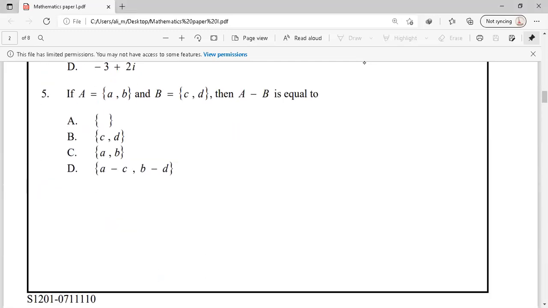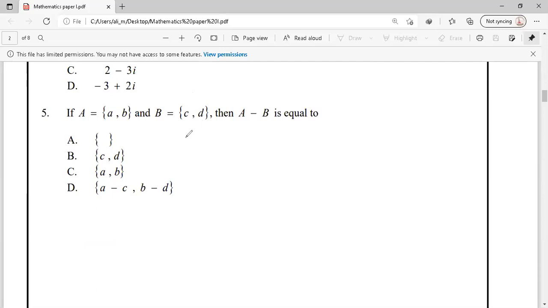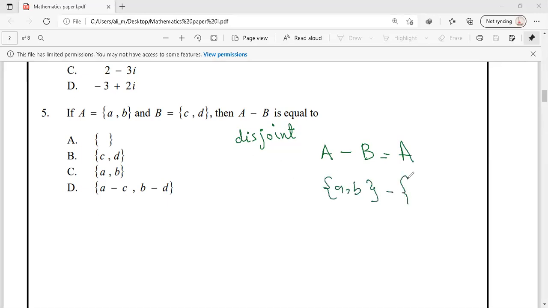Then we have question number 5, in which we have two sets, set A and set B, and we have to simply subtract these two sets. As we can see, sets A and B are actually disjoint sets, and if these two sets are disjoint, this means that their difference would be equal to A. So a comma b minus c comma d. They are disjoint. There is no element that is common between them. So our result would be a and b. So the correct answer is option C.